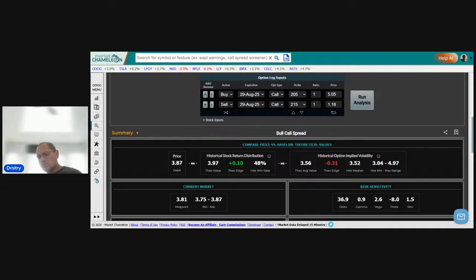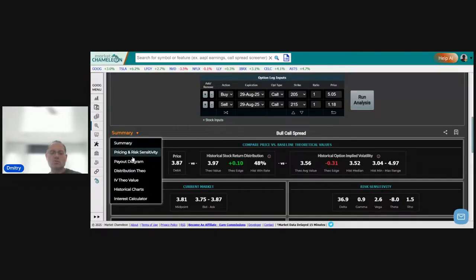So these are two different ways that we could quickly just get an assessment. Where are we right now? Where's the market price relative to some theoretical values that we could default to as our initial starting point? Okay, you could change these parameters around if you wanted to.